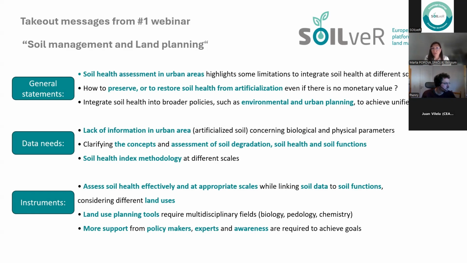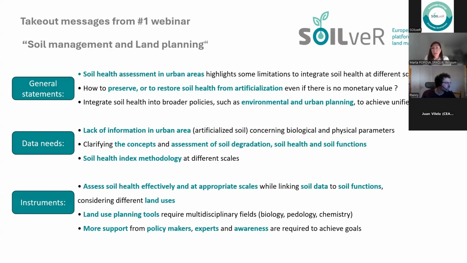And with regard, for example, to the data needs, there is a lack of information on the biological and physical parameters of the soil in urban areas. There is also a need to clarify the concept and the assessment of soil degradation, soil health, and soil functions. There is a lack, of course, of one methodology for assessment of soil health at different scales, at project, urban, and regional scales.